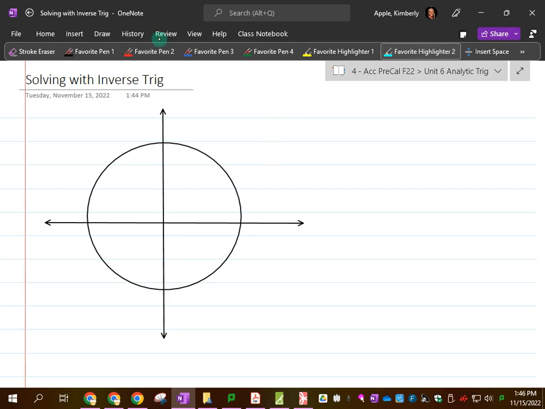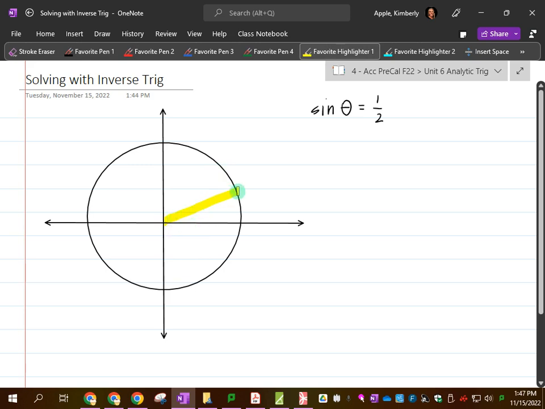So when we're talking about sine of theta equals 1/2, where does sine of theta equal 1/2? What measure, let's do degrees. 30 degrees. Thank you. So that's going to be at 30 degrees and at 150. Remember what we know about reference angles tells me that this is 30 and so is this.